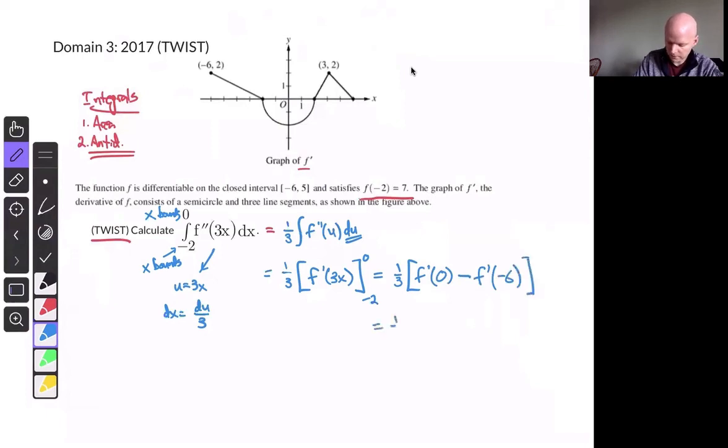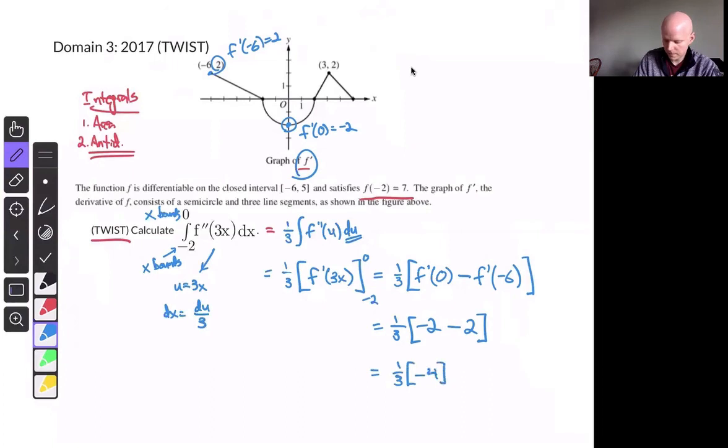And what that ends up with is 1/3. This is the graph of f prime, so I can directly look up and see what f prime of 0 is. Looks like f prime of 0 is -2, minus, and then f prime of -6 is 2. So when I do the subtraction here, I end up with 1/3 times -4, which is -4/3. So there we go. That's our integral.